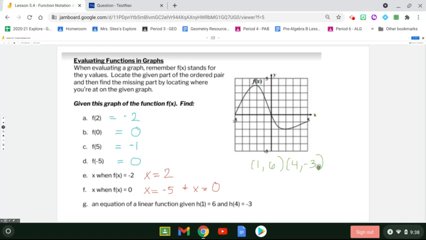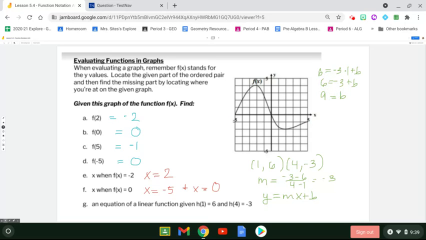If you have two ordered pairs, you certainly know how to find a slope and a y-intercept. With the slope formula, negative 3 minus 6 over 4 minus 1, you get a slope of negative 3. Then you can use y equals mx plus b to get your y-intercept. If I choose the first ordered pair, 6 equals negative 3 times 1 plus b. So negative 3 plus b equals 6. If you add 3 to both sides, 9 is your y-intercept.